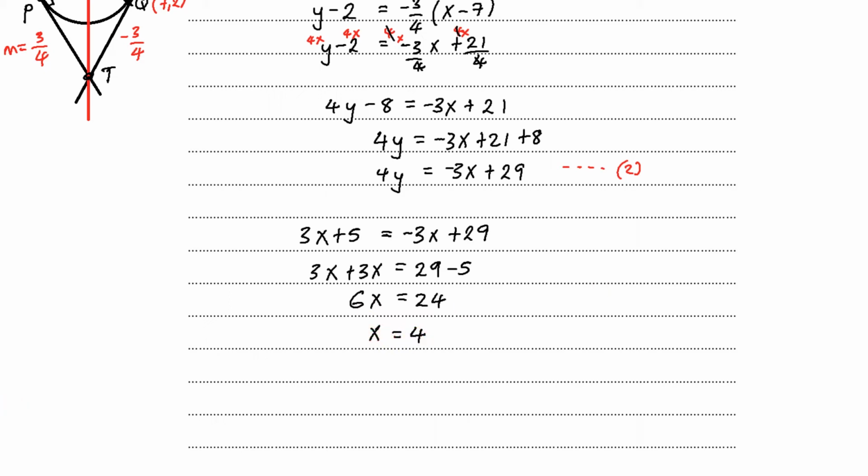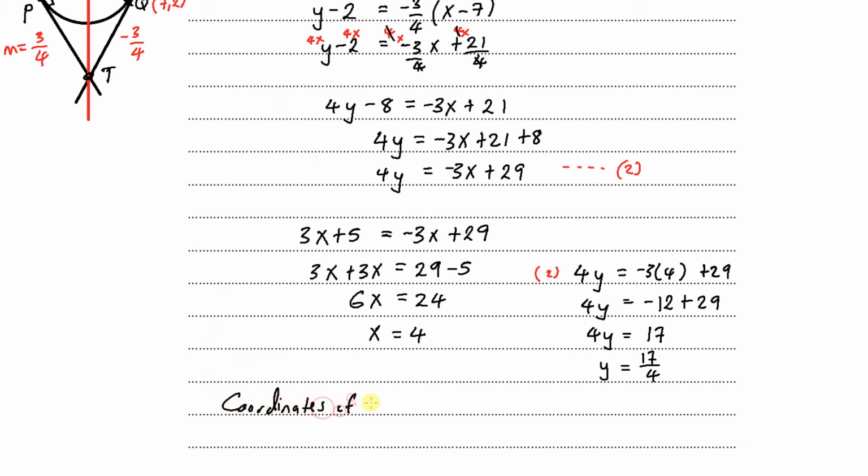And if x is equal to 4, what is y? Let's take equation 2. So from equation 2, that will be 4y is equal to -3 of x, of which x is 4, so -3 times 4, plus 29. So that's -12 plus 29 is equal to 4y. So 4y is equal to 17. And dividing both sides by 4, we get y is equal to 17/4. So the coordinates of T should come out as x coordinate is 4 and y coordinate is 17/4. And that's the answer right here to this question.